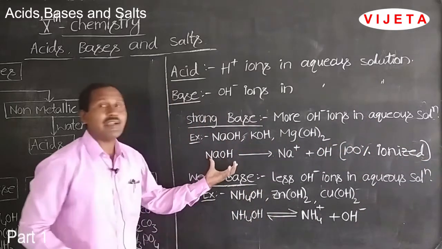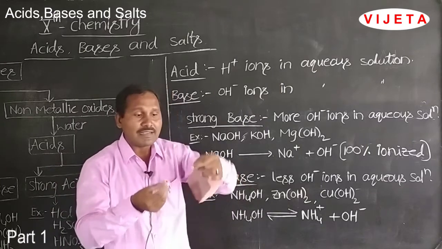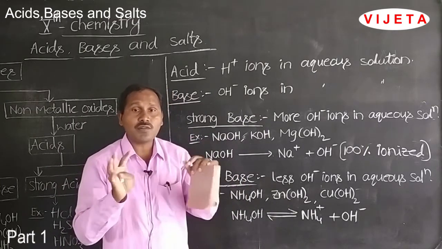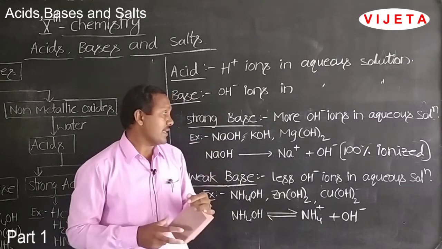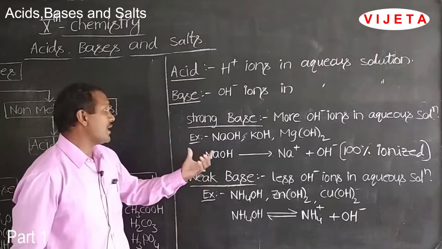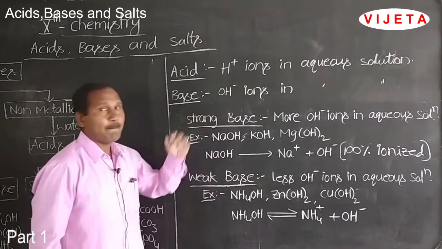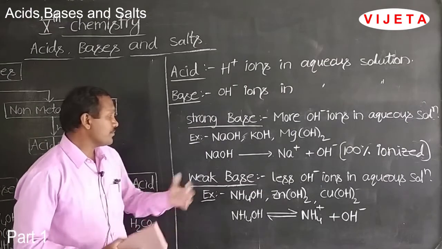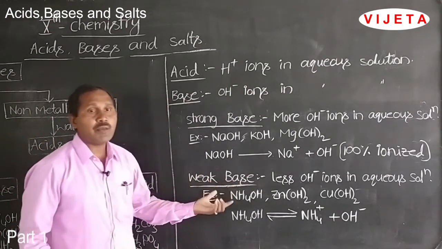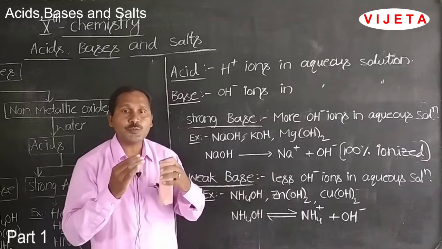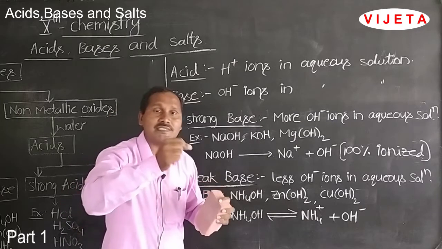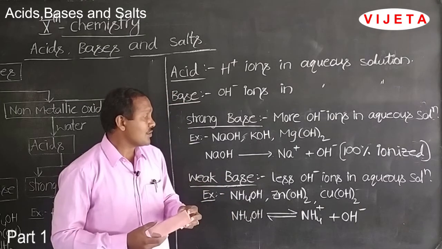Sodium hydroxide is completely dissolved in water and does not form any type of precipitate. So this is one example of a strong base. And next is the weak base. A weak base means a substance which produces fewer OH minus ions in aqueous solution.